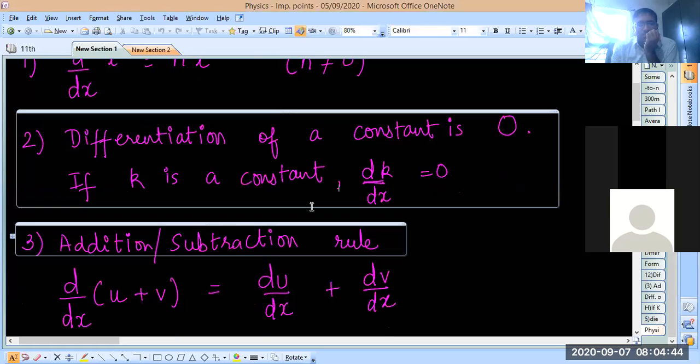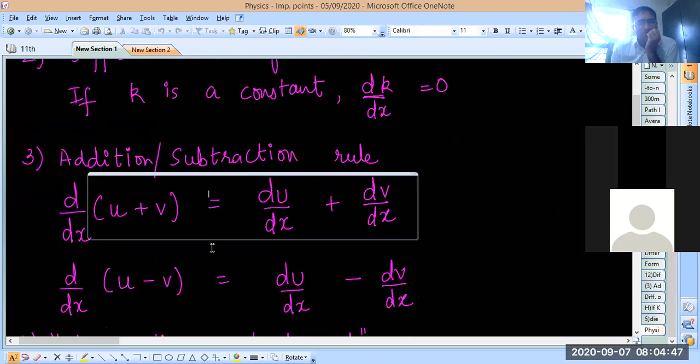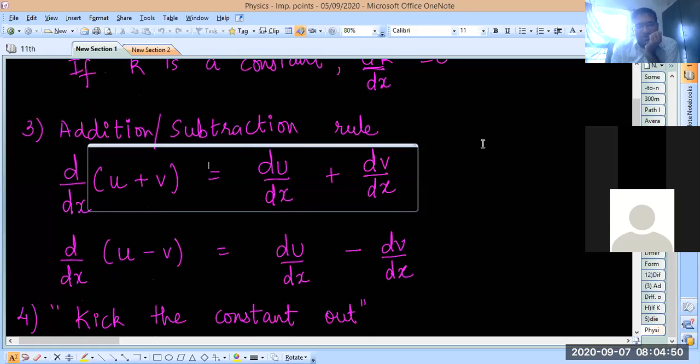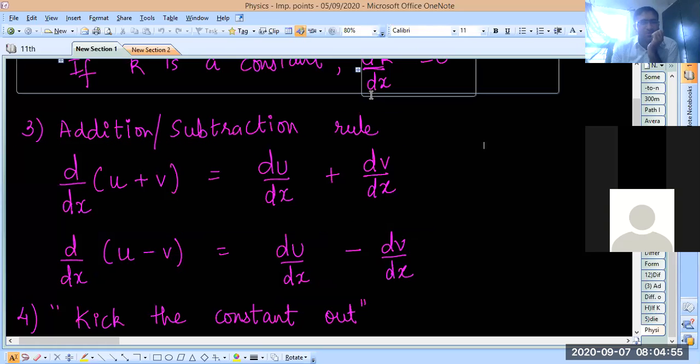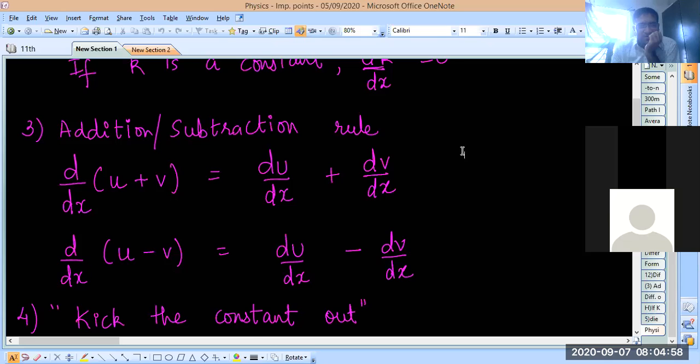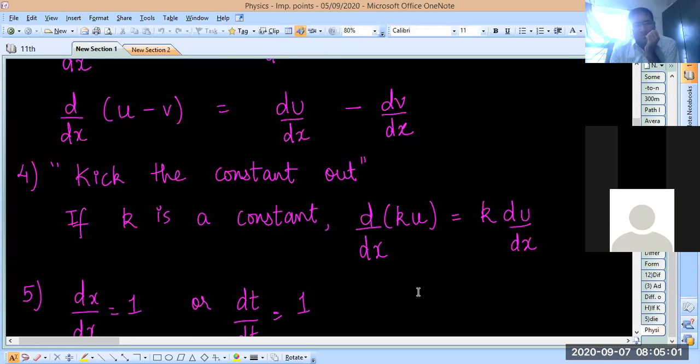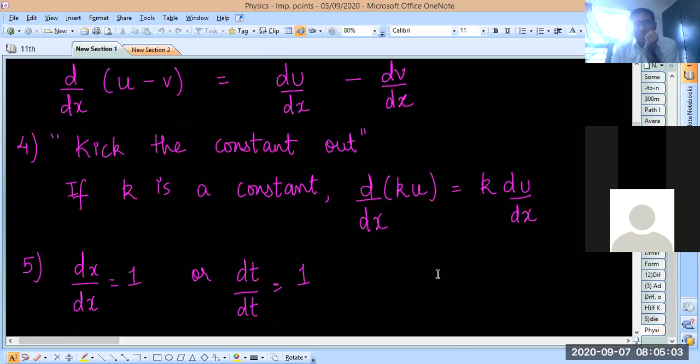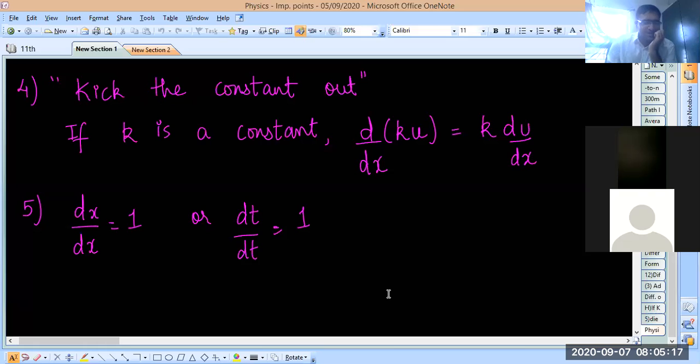All right, so second rule is that differentiation of a constant is 0. Third one is the addition or subtraction rule, where you do individual or separate differentiation of both these terms u and v, right? And the next one is kicking the constant out. That is, if you are trying to do differentiation of k into u, then you can put k outside, if k is a constant, right? And finally, this one, that dx by dx is 1, or if something like dt by dt is given, then that's also 1, right?